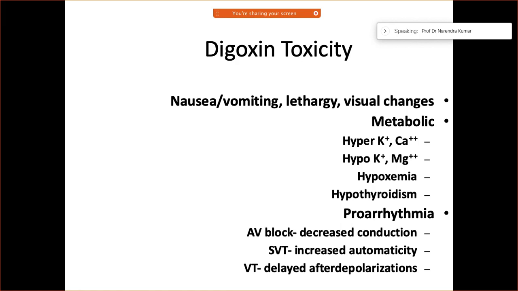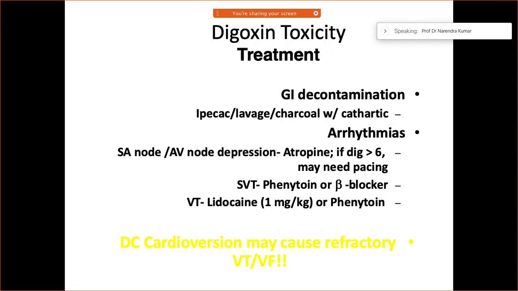Using ipecac or lavage or charcoal with the cathartic, right? So if the digoxin levels are very high, then yes, you may have to pace the patient, and otherwise, if the patient is having SVT, you can think of phenytoin or even beta blockers as well. And for the VT, you may think of lidocaine, 1 mg per kg, or even phenytoin.